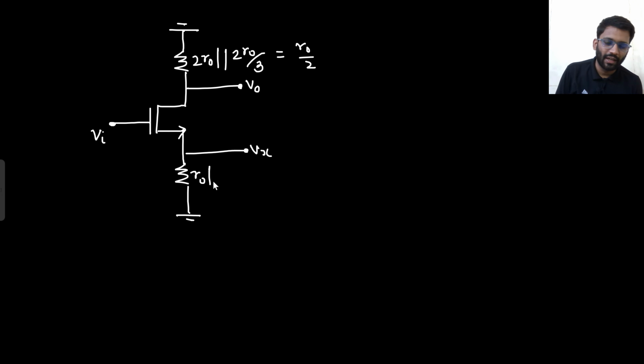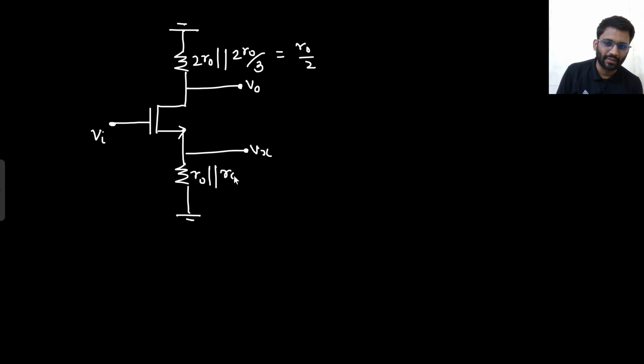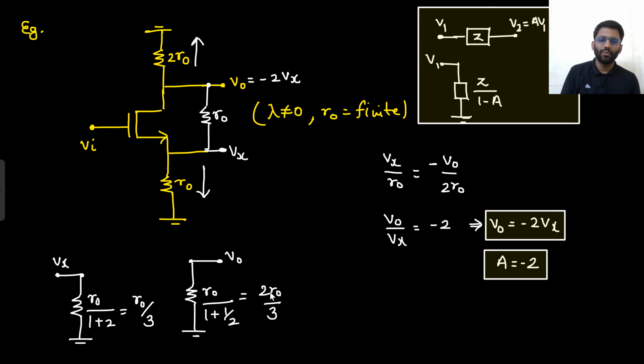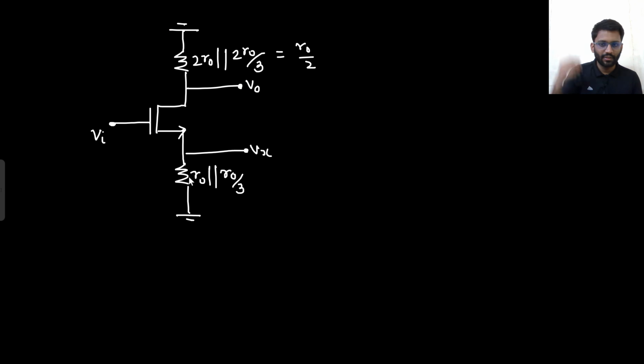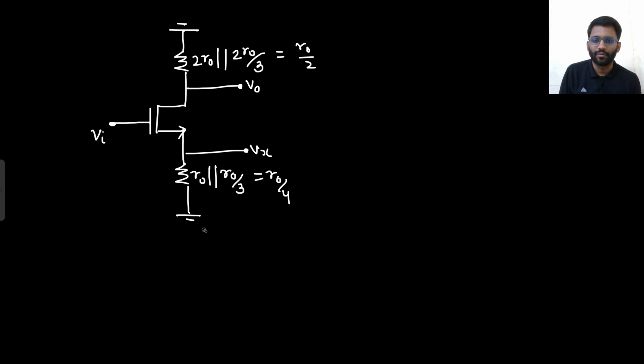And what about this? R naught parallel with 2 R naught. No, sorry, R naught parallel with R naught by 3. From Vx to ground we are saying R naught by 3. So what is that combination? R naught into R naught by 3 over R naught plus R naught by 3, which is R naught by 4. This will be R naught by 4.